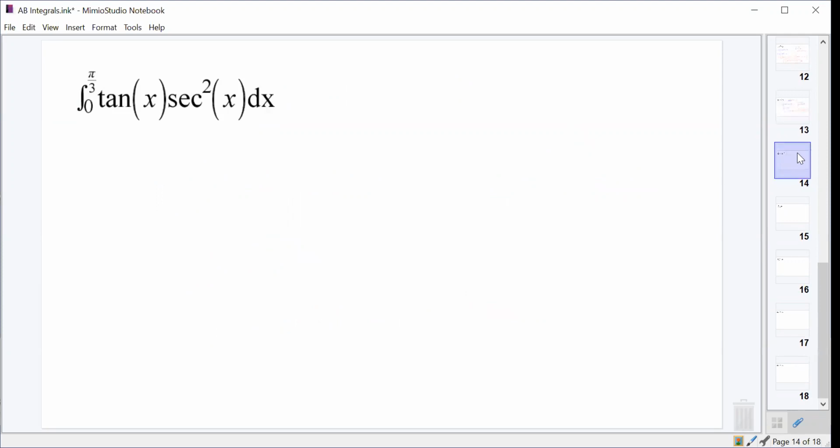All right, let's take a look at this one. The integral from 0 to pi over 3 of tangent x times secant squared x dx. What do we think? I know what you're thinking. You're thinking, how cool would it be if we did this one 2 different ways? That's what you were thinking, right?